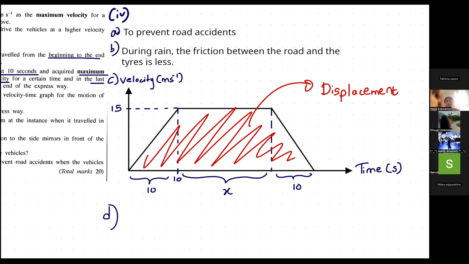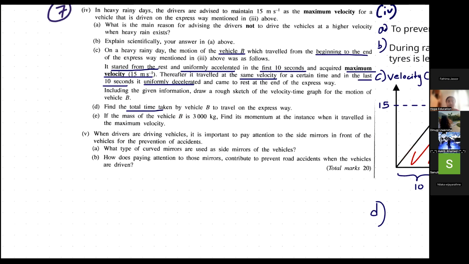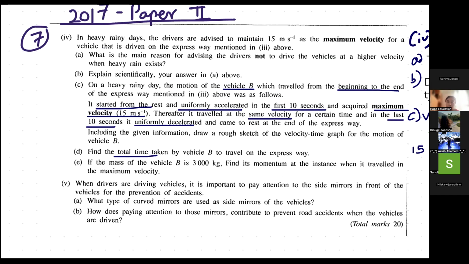So Binuti Fatima says 27,000 meters. Why? Kids, this question clearly says the motion of vehicle B which traveled from the beginning to the end of this expressway. We know the distance of the expressway we talked about earlier, don't we? From the beginning to the end, the length of that expressway is 27,000 meters. This vehicle also went from beginning to end. So it has traveled 27,000 meters. So displacement is 27,000 meters.